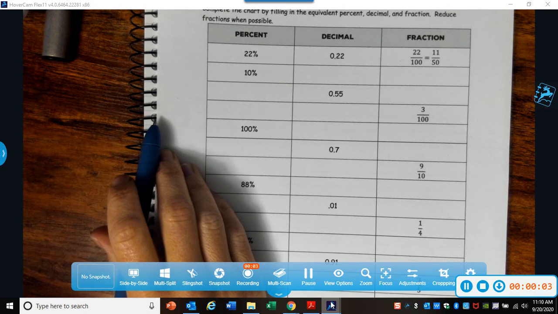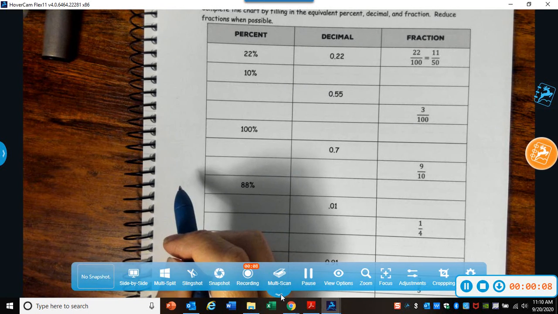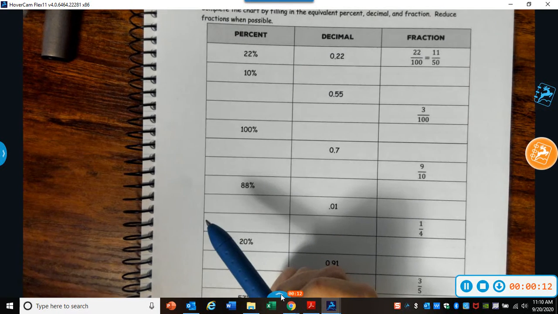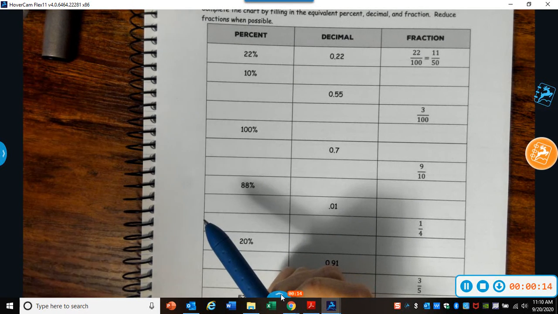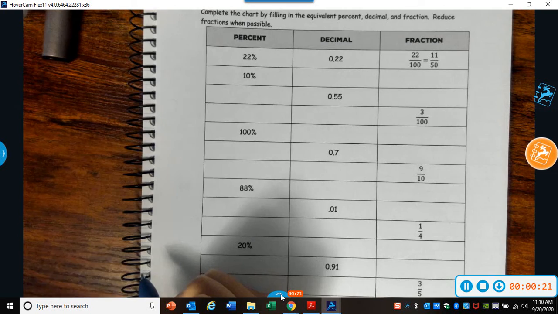All right, guys, today we are talking about fractions, decimals, and percents and converting between the three. We are going to fill out this chart together. There are 2 slides, so there are 2 separate videos that you are going to watch. You should follow along, fill in the chart with me.